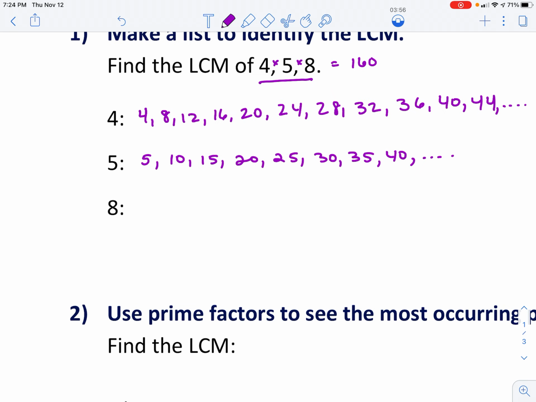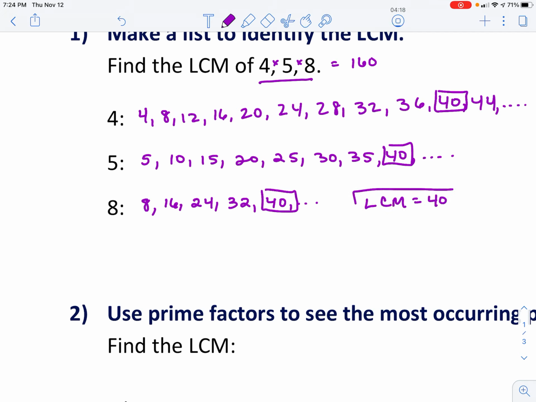Now, if you have good insight, you're going to already know that 40 is going to end up being listed with 8, but let's just see it happen. So 8, 16, 24, 32, bing, bing, bing, right there it is, 40. So we can see that the least common multiple of 4, 5, and 8 happens to be 40. Okay, so that's one method of finding the LCM.